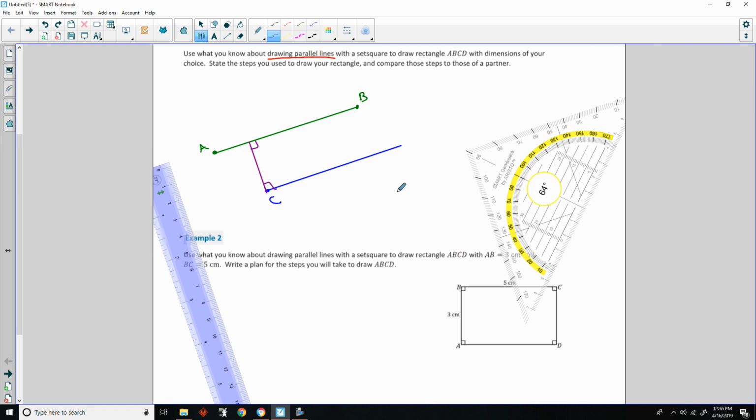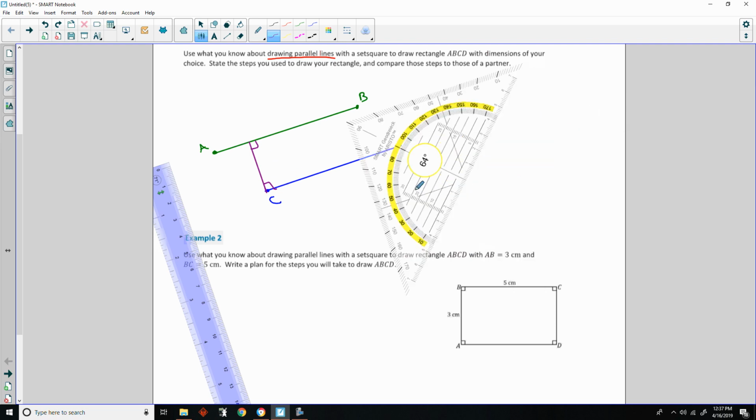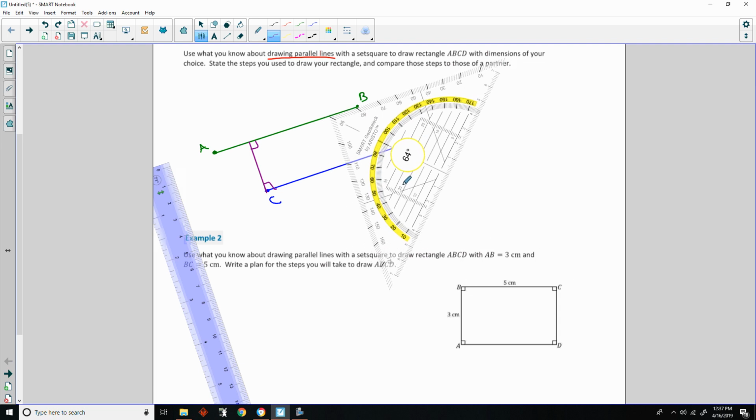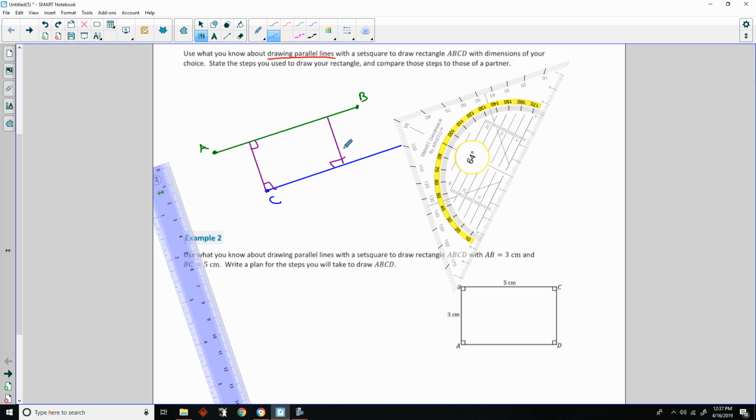Okay, so the next thing I need to do is repeat that step by moving my square over so that it's somewhere on this AB, and this is still right on the line, and then I can draw a segment from here to here, and then knowing that that's also 90 degrees. So there is a rectangle formed using a set square and a ruler.